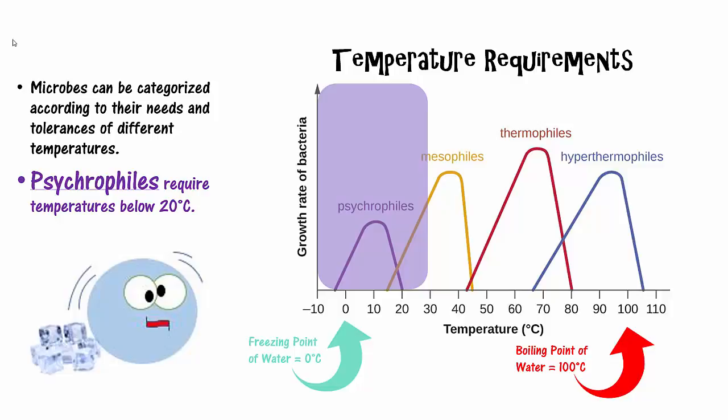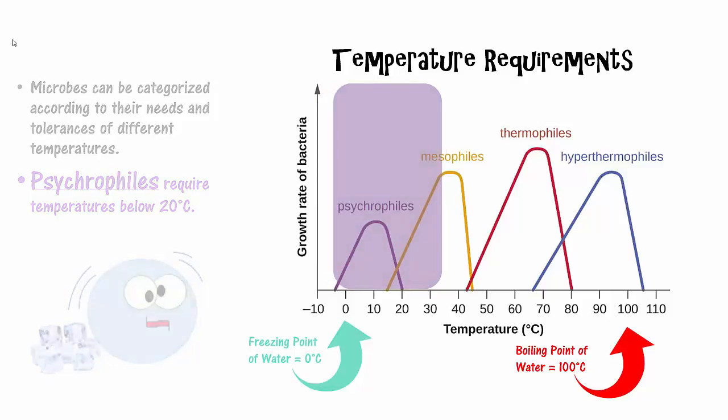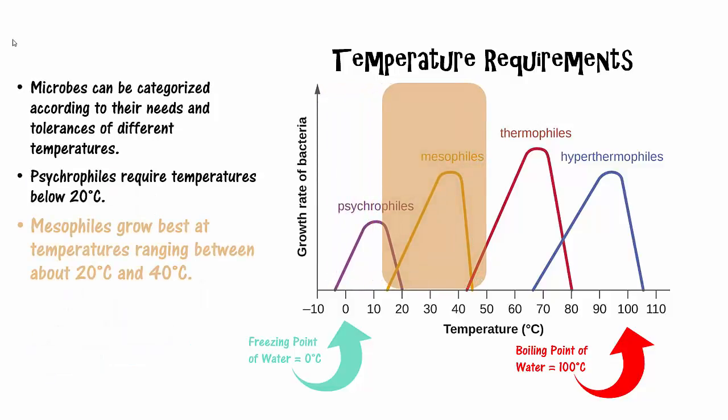Psychrophiles require temperatures that are below 20 degrees Celsius. That is very, very cold. The freezing point of water is 0 degrees Celsius, and these psychrophiles are actually fine at that temperature. Mesophiles grow best at temperatures ranging between 20 degrees Celsius and 40 degrees Celsius. That's about our range that we like to enjoy.